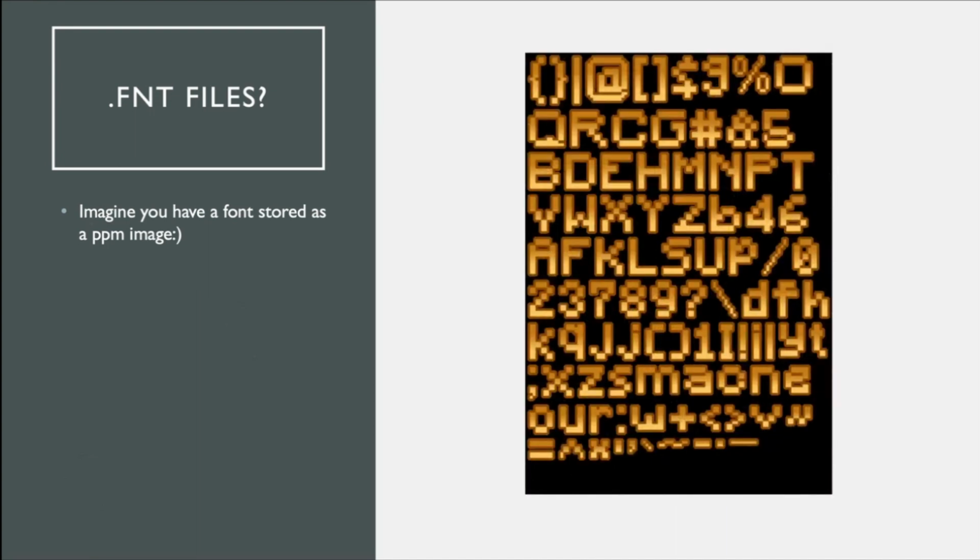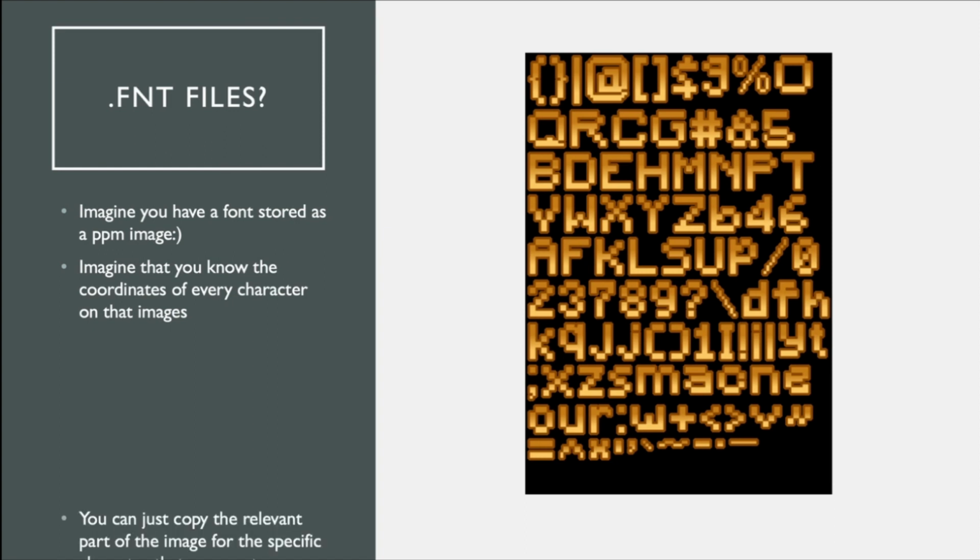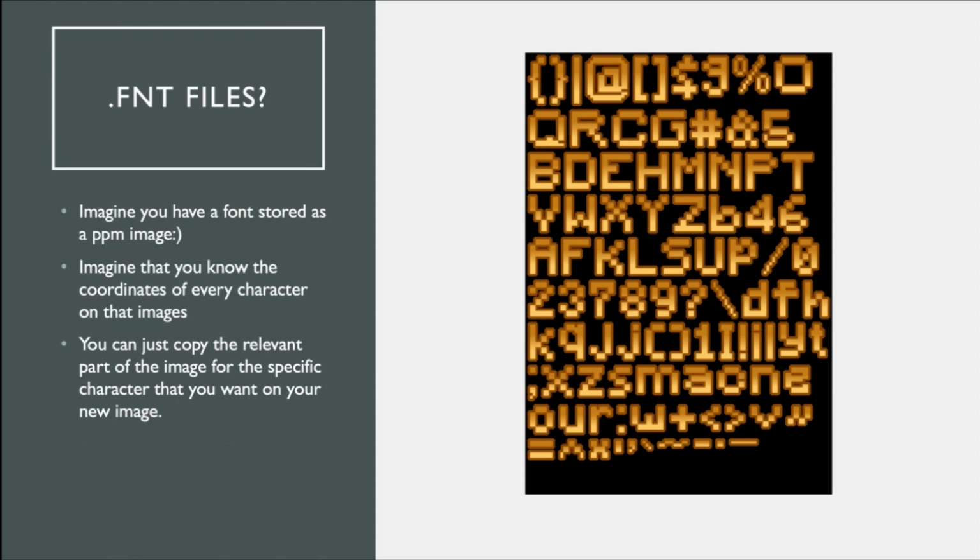And here's how it works. Imagine we have a font stored as a PPM image, like so. Now imagine you know the coordinates for every character in this bitmap. It's like a map. So you can just copy the relevant part of the specific character that you want into your new image, and that's basically typing. If I want to do hello, I can just take the H, E, L, L, O, put them together, and that kind of works. If only we had a PPM file editor, which is what we're doing right now. So it helps that we're working with PPM files.